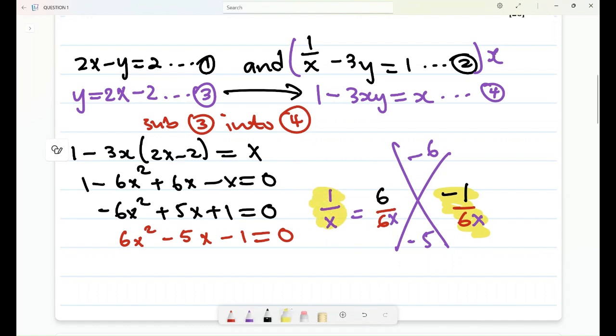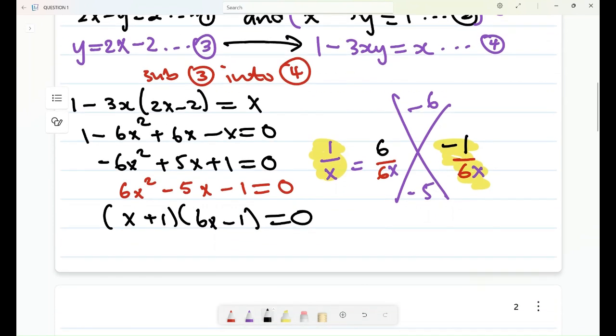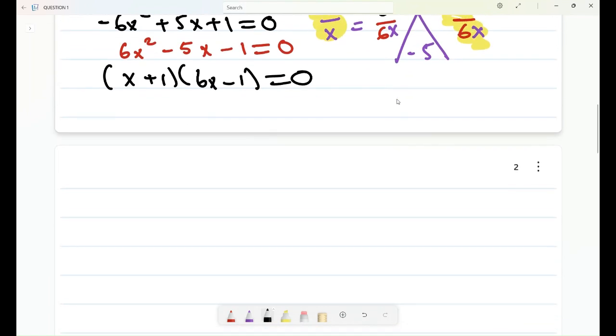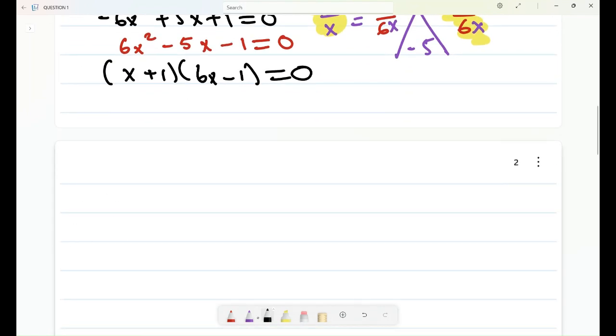How am I going to use that? I'm going to say this is x plus 1, it is positive, but here it is 6x minus 1, equal to 0. Then when I solve this, I get that x is equal to negative 1, or x is equal to negative 1 divided by 6.